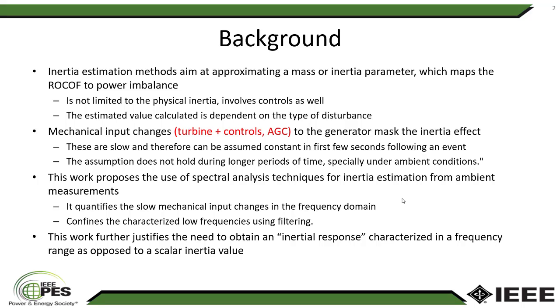Furthermore, the main challenge in trying to estimate inertia from PMU data is that we don't have access to mechanical input, which is from turbine governor controls in AGC to the generator, and this kind of masks the effect of inertia. Now for event data, it's usually assumed that these mechanical input changes will be slow, and in the first few seconds of the time window following an event, these effects will not be there, and so you can safely isolate the effect of inertia in the first few seconds.